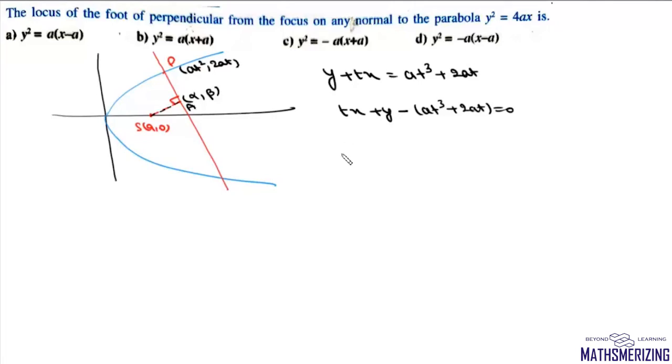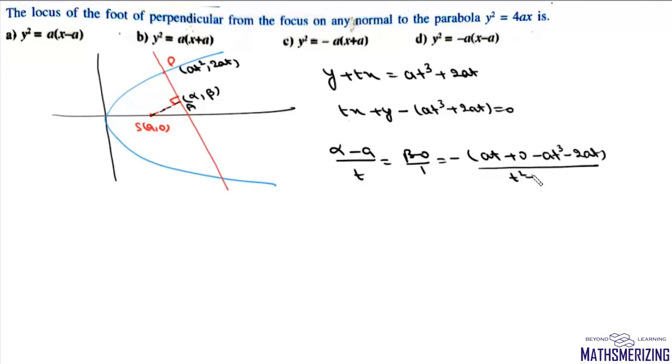So we can write this as alpha minus a upon t and this is beta minus 0 upon 1 and this is minus, and then we'll put the value of x and y. So x is a, so it will be at plus 0 minus at cube minus 2at upon t square plus 1. So we can write this as alpha minus a upon t equals beta upon 1. Now here will be at minus 2at, so it will be minus at. So we'll take minus at common. So we'll get at and then we'll get 1 plus t square upon 1 plus t. So we can cancel this 1 plus t square.